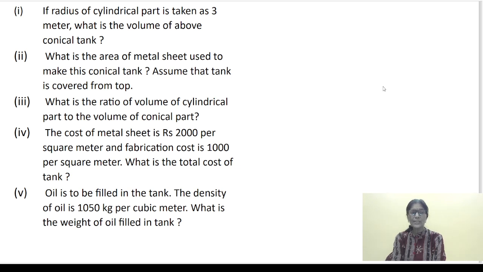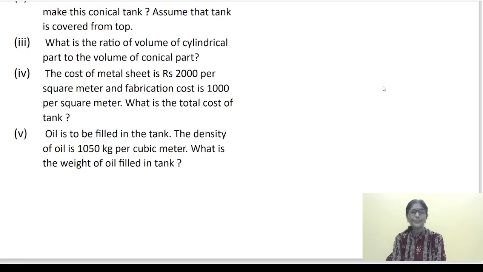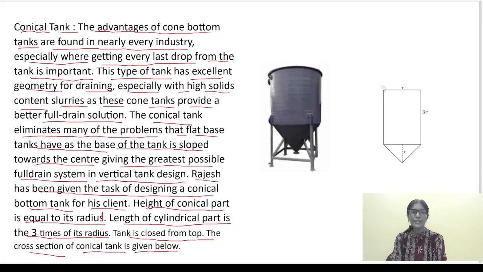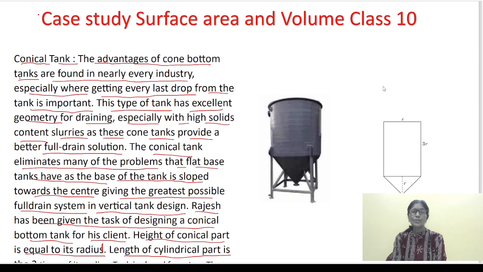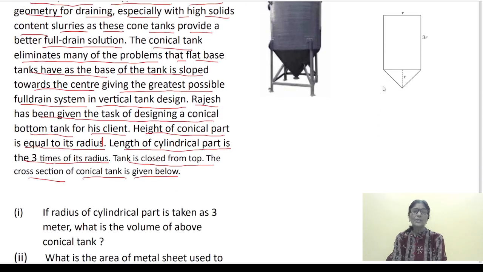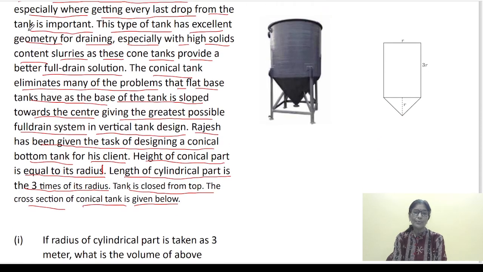Oil is filled in the tank. The density of the oil is 1050 kg per cubic meter. What is the weight of oil filled in the tank? So there are 5 parts of this question. You have to read the questions and we will go one by one.